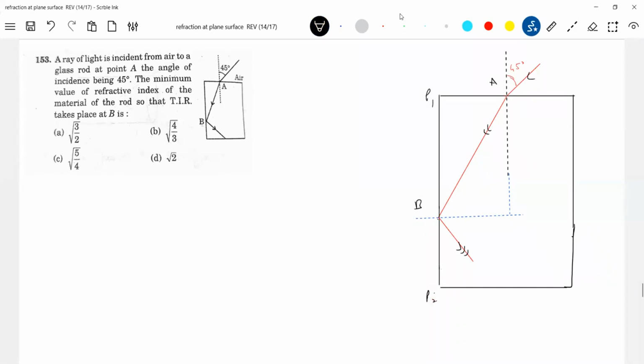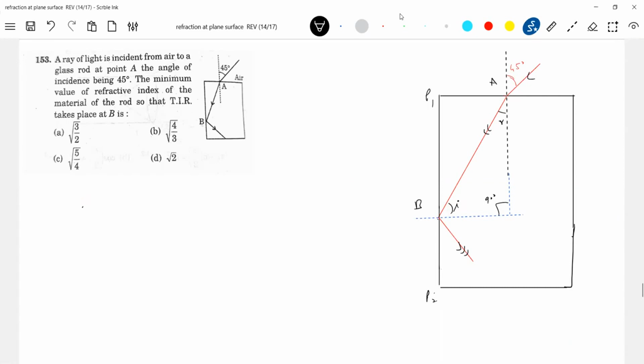I discussed this in class, so once again I just wanted to revise it. What is the basic condition? R plus I should be 90 degrees. What should be the angle of incidence here? It should be greater than or equal to the critical angle for it to undergo TIR. There's a normal; this ray AB will become the incident ray, and this will become the angle of incidence. If the angle of incidence is greater than or equal to the critical angle, the ray will undergo TIR.